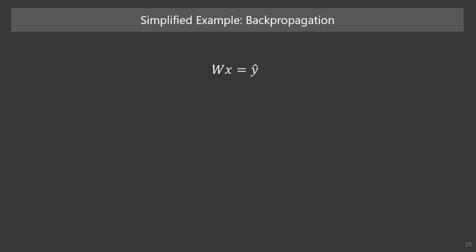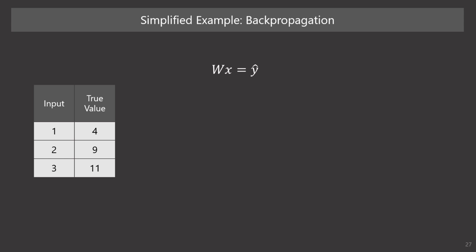Let's see a simplified example to get an intuitive understanding of backpropagation. Suppose a simple function that is expressed by the simple formula. In this function, the output is the simple product of the input and the weight. It is not a function of a neural network, but let's use it for simplicity. Suppose we have three cases. Each has only one input, so we have three inputs, 1, 2, and 3. Each case's true values are the following.